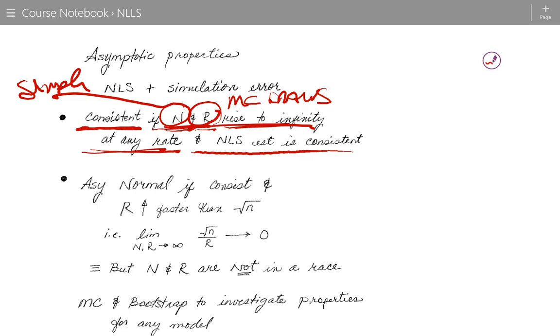It's consistent if they both rise at any rate, and if the underlying nonlinear least squares estimator is consistent. In other words, if for the underlying actual expected values, if we actually had the true expected values and we're not simulating them, the nonlinear least squares estimator is consistent. So all of the regularity conditions that we apply to the nonlinear least squares estimator would need to apply here, and then we're just replacing the expected value with an estimate of the expected value based on Monte Carlo simulation, in which case as both n and r rise to infinity, we have a consistent estimator.